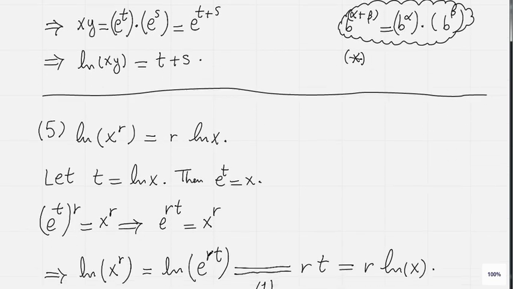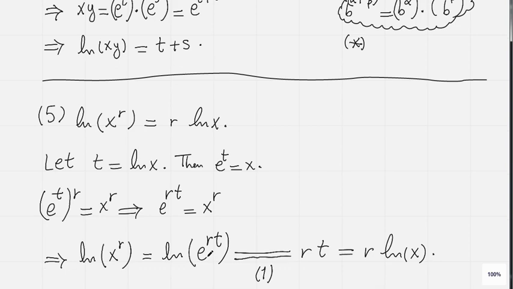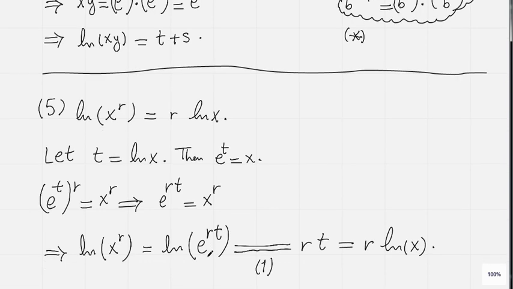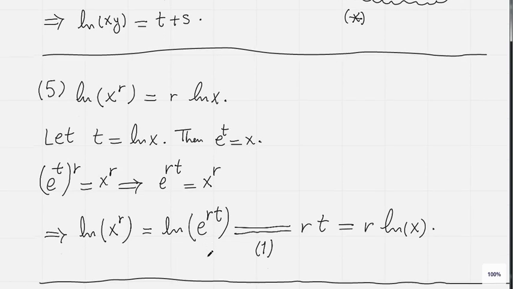Instead of proving 4, I'll start with proving 5 first, because I'm going to use this property in order to prove property 4. Okay, property 5 was ln x to the r is equal to r times ln x.